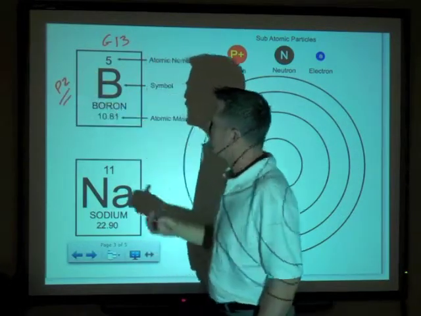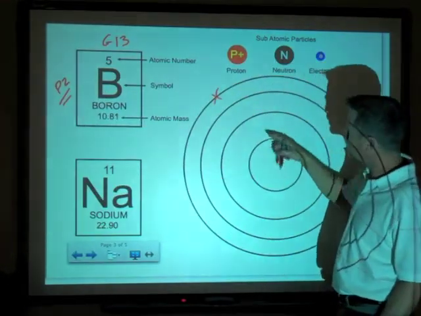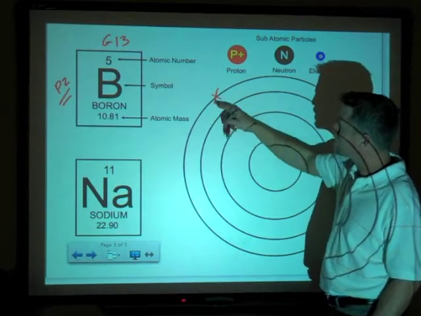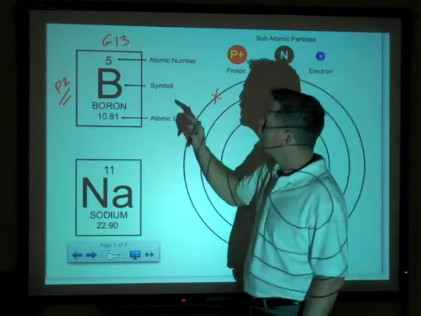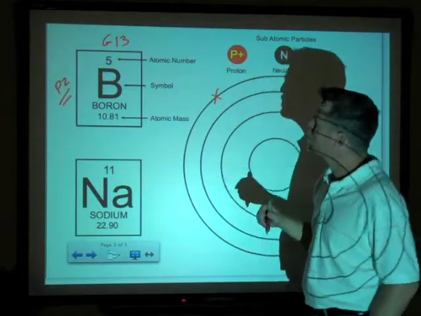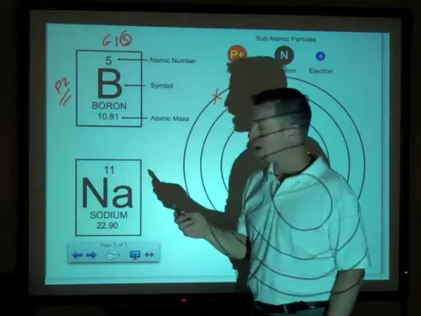What that tells me is he has 2 energy rings, so we really don't count this ring. This is a nucleus. 1 ring, 2 rings. So this ring doesn't really count for boron. He doesn't have a 3rd ring. Now he is in group 13, which tells me some things about him. That tells me he has 3 electrons in his outer ring.